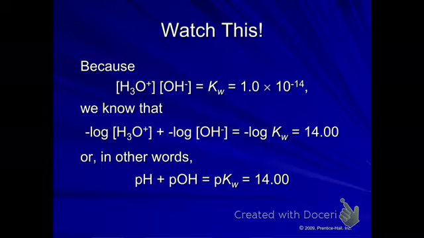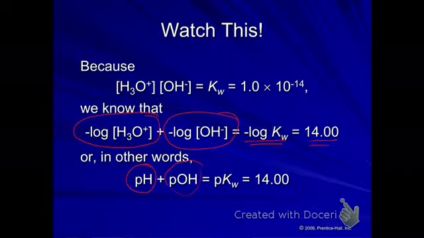So let's watch this. Because your hydronium times hydroxide concentrations is going to give you 1.0 times 10 to the negative 14. We also know, therefore, that if you were to take the negative log of the hydronium and you add it to the negative log of the hydroxide, you should get the negative log of your Kw, which is 14. In other words, if you take your pH and you add your pOH, you will get 14. So pH plus pOH is 14. Acids and bases are linked. Conjugate acid bases are also linked.